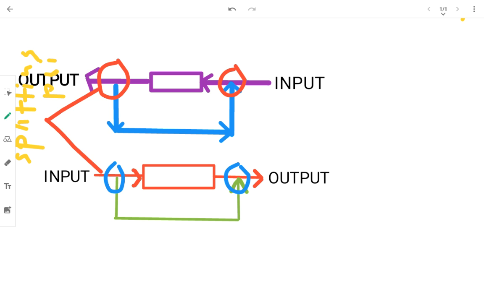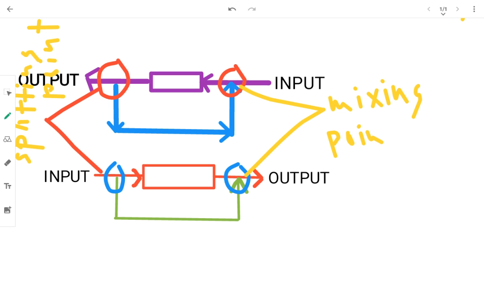Just bear with my writing. Okay, and then these two points are called mixing points, because the substances mix at this point. That's why we call it a mixing point.